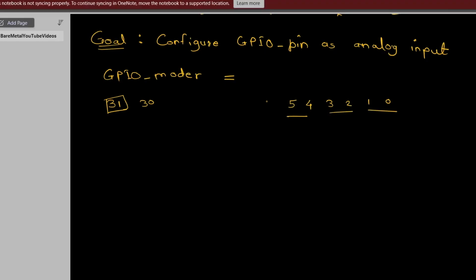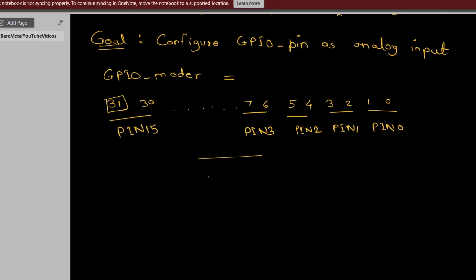Why am I underlining 2 bits? Because for each port pin, like this is for pin 0, 2 bits are used in order to configure the pin in any one of the available modes. This is pin 2, this is pin 3, and this is pin 15. So there are a total of 4 modes available, depending on the configuration 00, 01, 10 and 11.